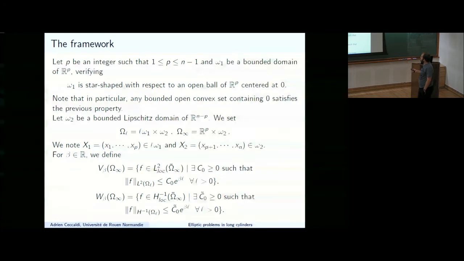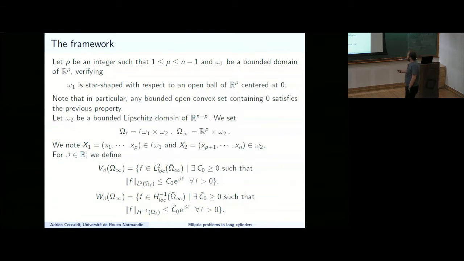We are taking omega-1, a star-shaped domain in Rp, where p is between 1 and n-1. Omega-2, a Lipschitz-bounded domain of Rn minus p. And we set our cylinders: omega L is L times omega-1 times omega-2. And this is the infinite cylinder, in which L is infinite.